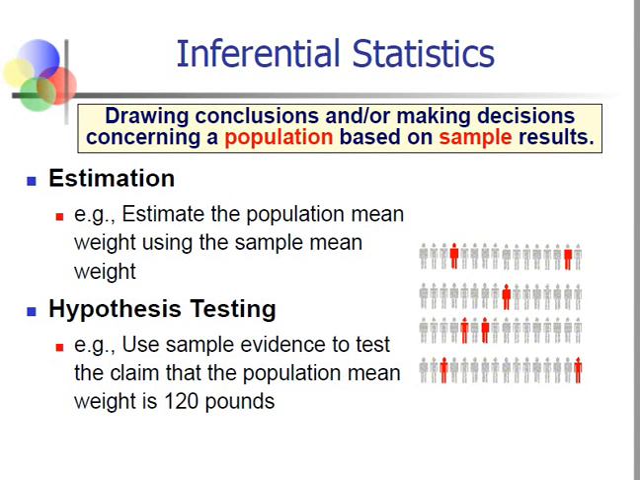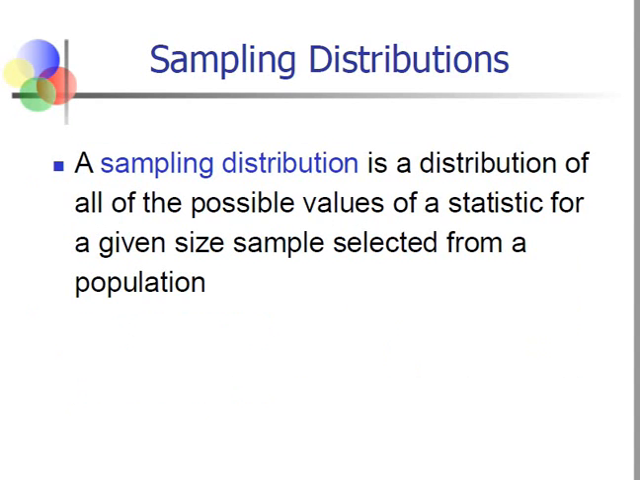We now start sampling distributions. Now, a sampling distribution is just a distribution of all possible values of a statistic. Okay? All possible values of a statistic for a given size sample selected from a population. In short, what we're saying is that it is the distribution of all possible values of a statistic.